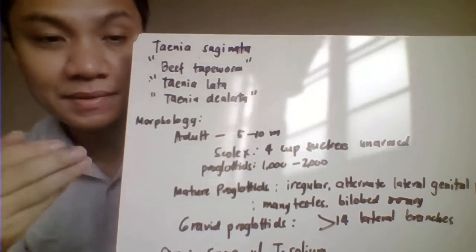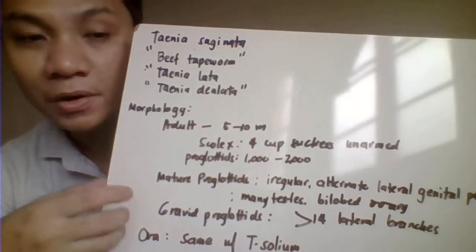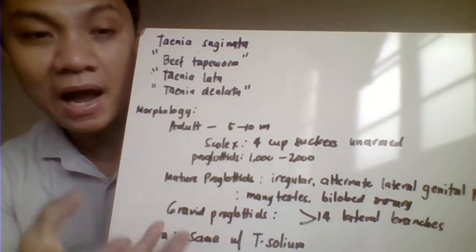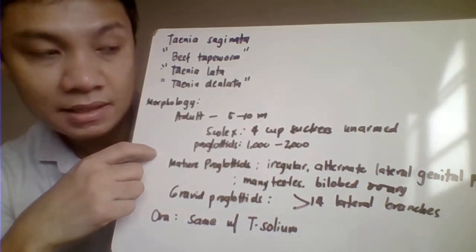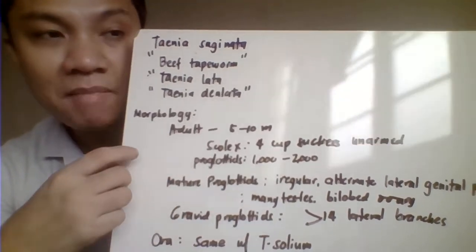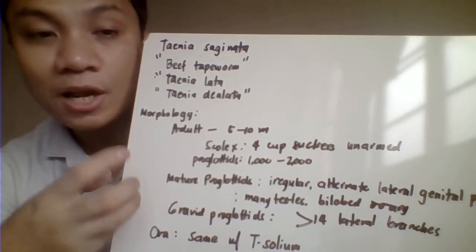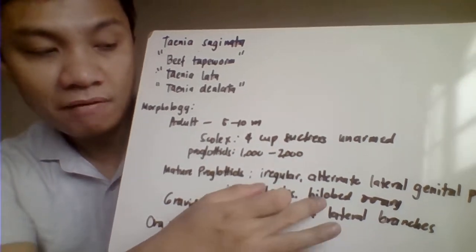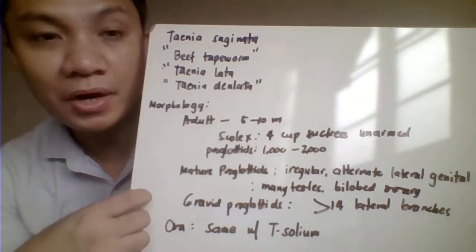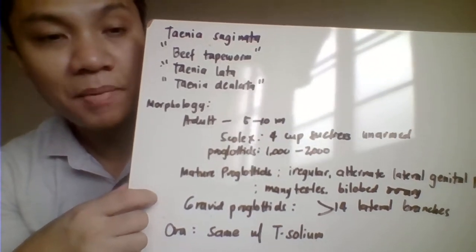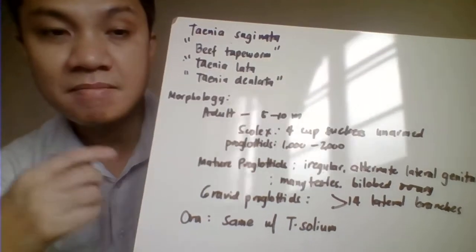This one would have 4 cup suckers pero unarmed. Compared with your Taenia solium na armed siya with double count of 20 to 30 hooklets. Ito unarmed. Mature proglottis will always have the same irregular, alternate, lateral genital pore. This would have here many testes. Again, in the case of your solium, many testes din siya, pero trilobe. Tatlong ang kanyang ovary. This one would have bilobe na ovary. For the gravid proglottis, we have here more than 14 lateral branches compared with your less than 14 lateral branches in your Taenia solium.